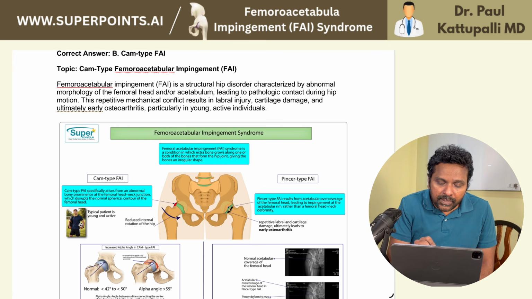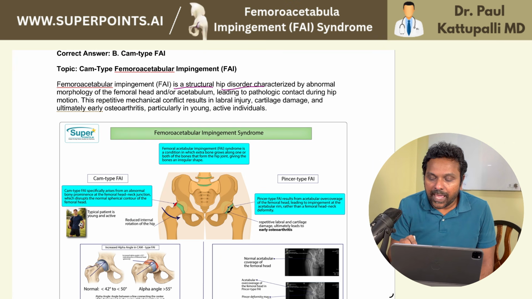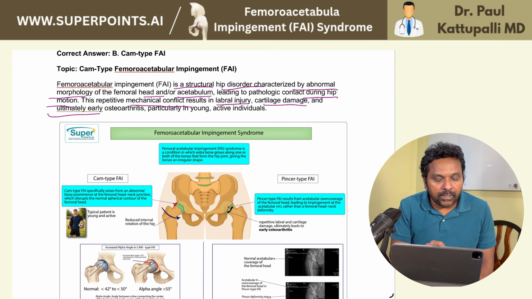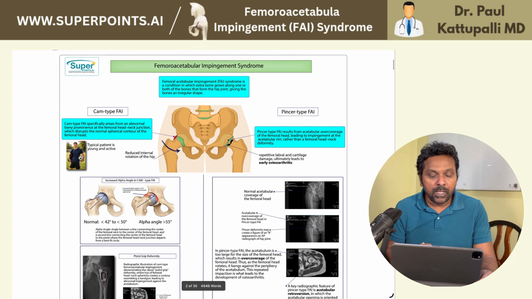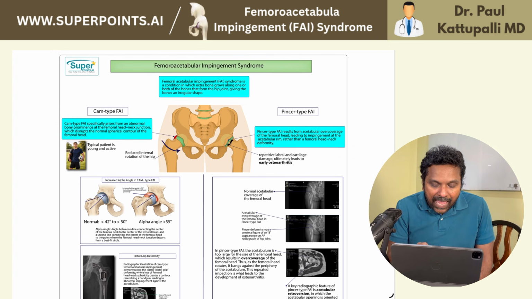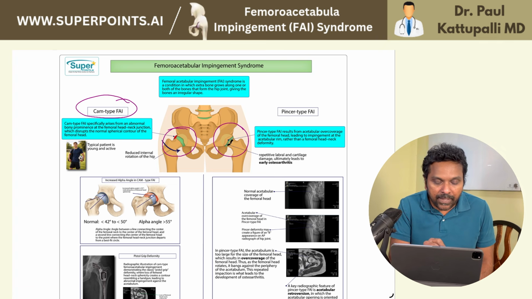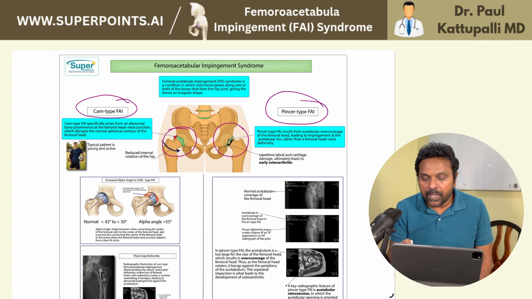Femoroacetabular impingement is a structural hip disorder characterized by abnormal morphology of the femoral head and acetabulum, leading to pathologic contact during hip motion. This repetitive mechanical conflict results in labral injury, cartilage damage, and ultimately early osteoarthritis, particularly in young active individuals. This is the focus of pathology here, all right? There are two types, cam type FAI and pincer type FAI.